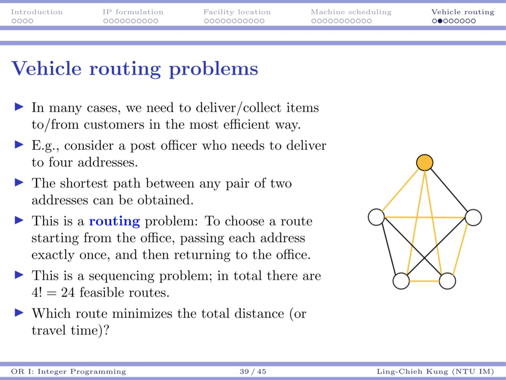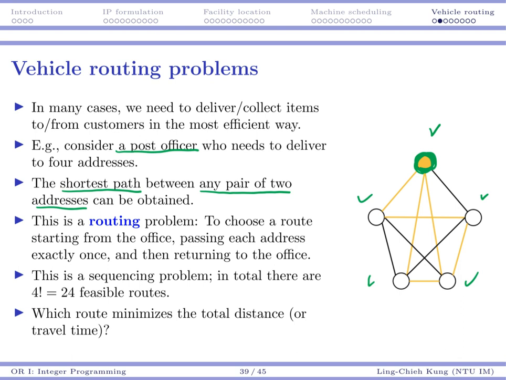Okay, so in this graph, we are showing you a case where one post officer needs to deliver to 4 different addresses. This colored circle is the original point, the post office. The other 4 are customer addresses. So what we want to do is to find the shortest path between any pair of 2 addresses.